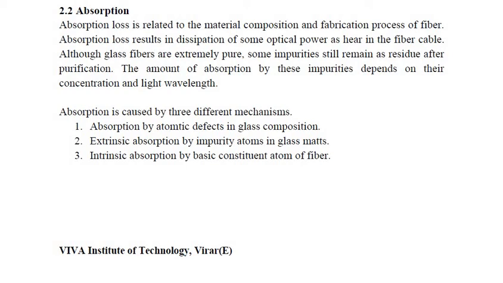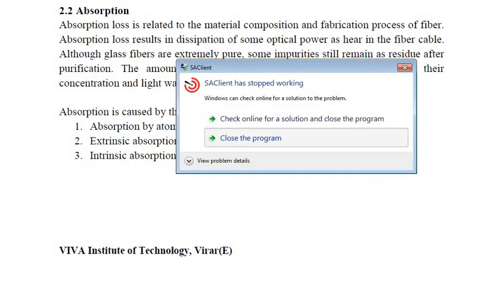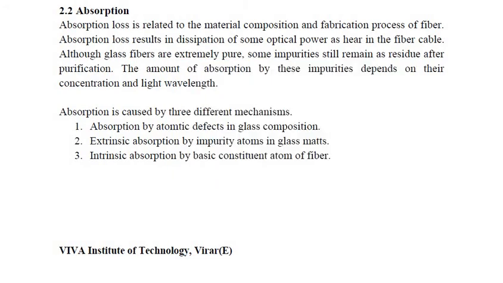That is, absorption by atomic defects in the glass composition, extrinsic absorption by impurity atoms in glass nets, and intrinsic absorption by basic constituent atoms of fiber. So, what are this extrinsic absorption and intrinsic absorption that we are going to see in detail? These are the different mechanisms of absorption, which are always asked in examinations.